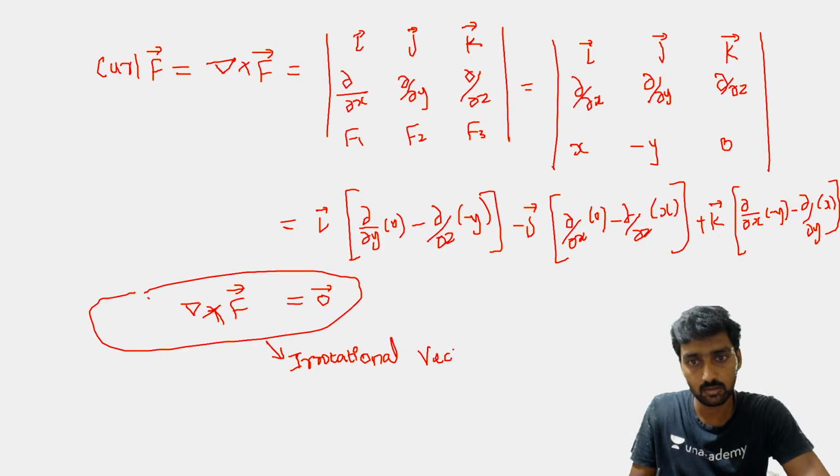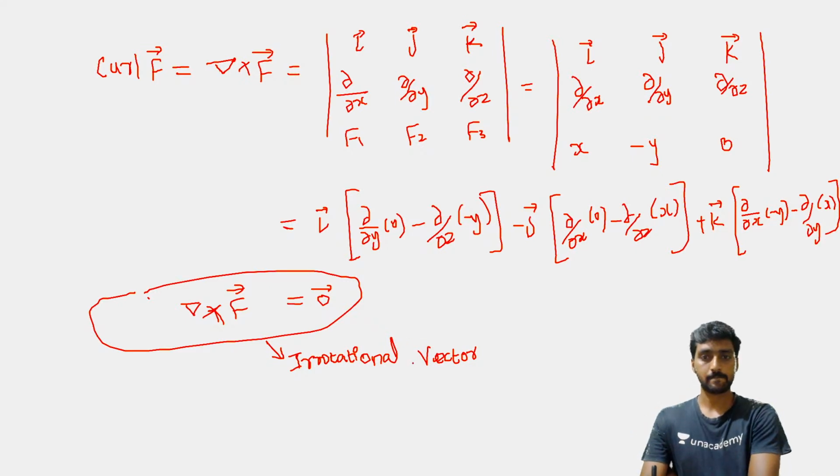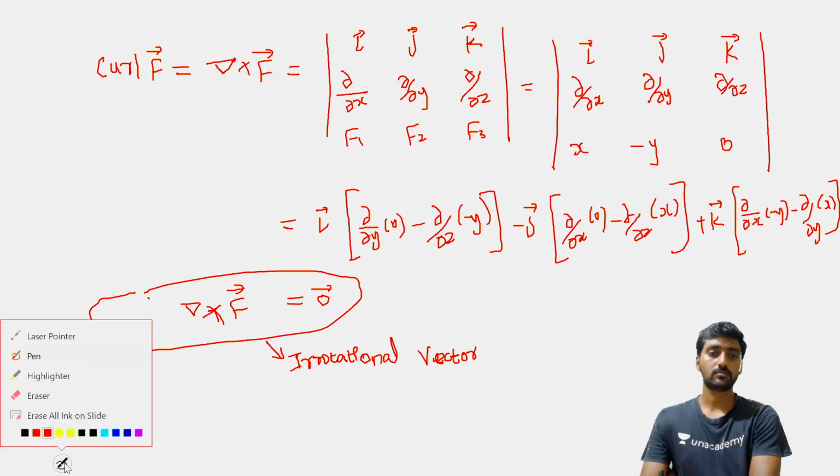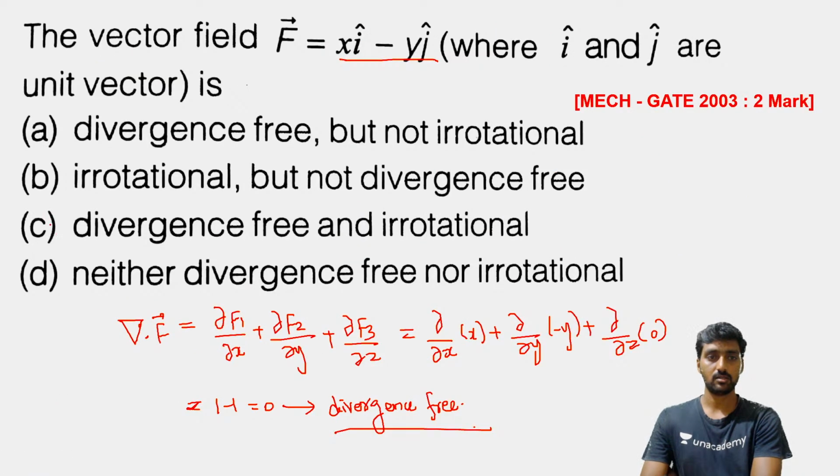Irrotational vector. Is it okay now? Okay, fine. Next. Here, therefore, divergence free and irrotational. That's option C.